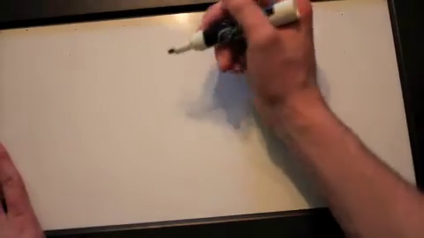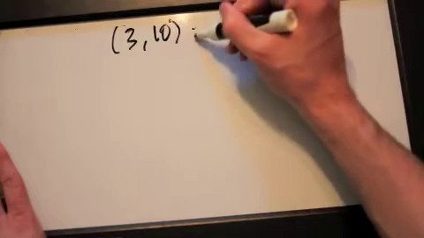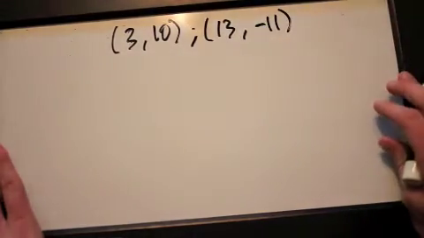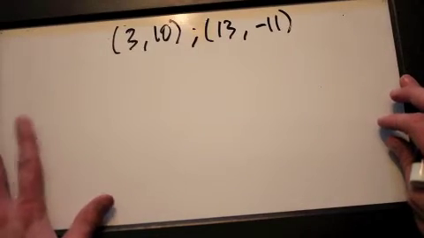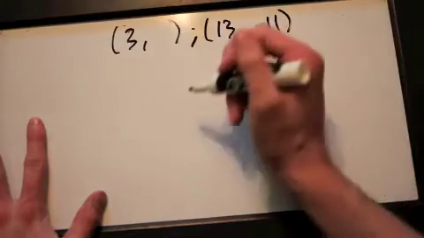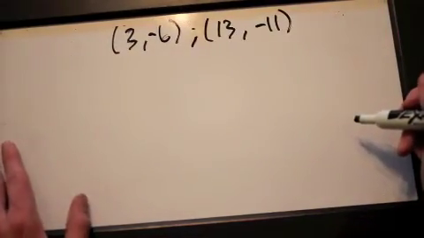Okay, let's say we're given 2 points. Let's say 3, 10, and 13, negative 11. We're told to find the distance between these 2 points. Okay? Actually, I don't like this. Let's go 3, negative 6. There we go. I like that a little bit better.